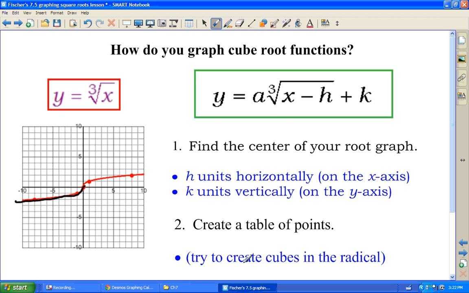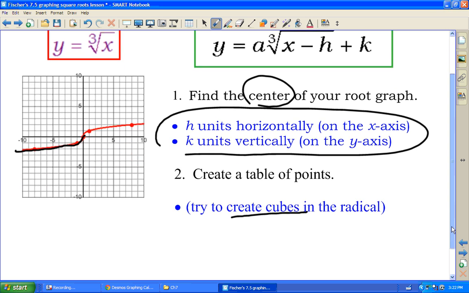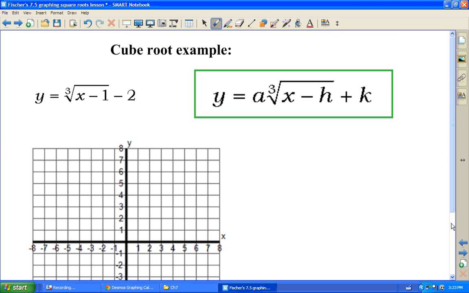We'll try to create perfect cubes in the radical, and we will try to find our vertex first, the center of our root graph. Let's try that with an example problem. We've got the cube root of x minus 1 equals -2, so let's first find our values.